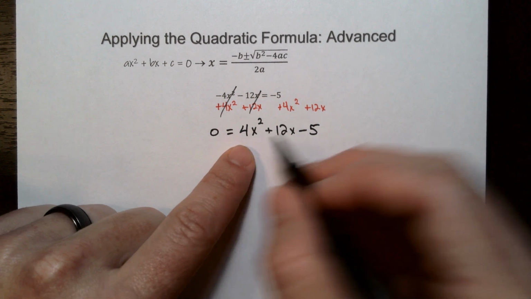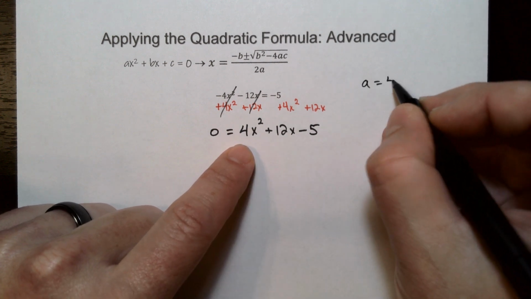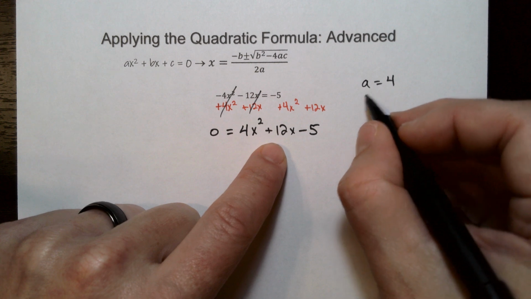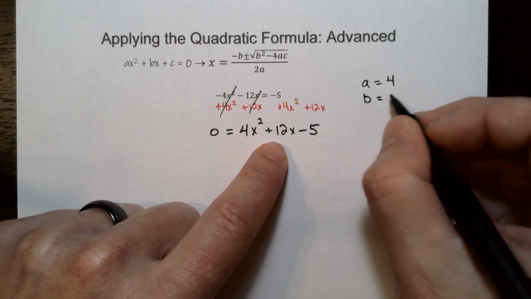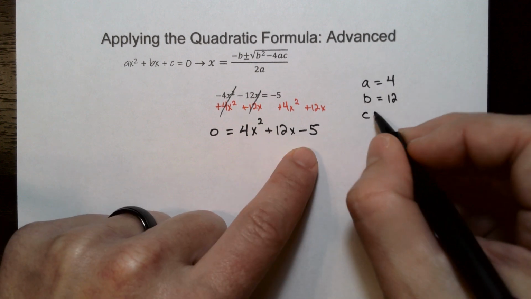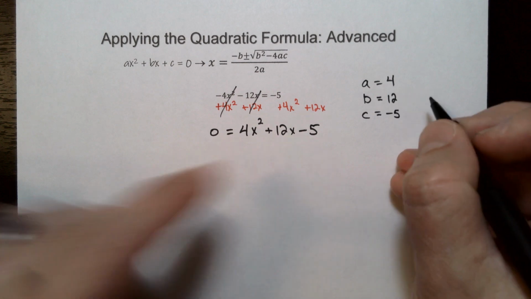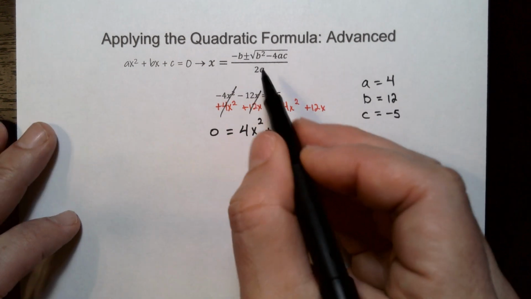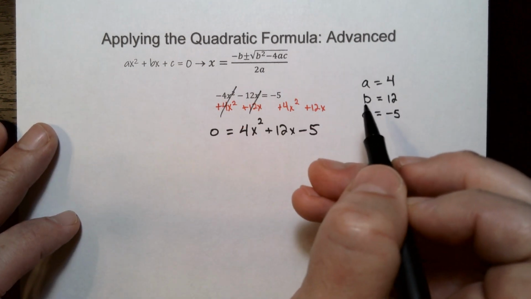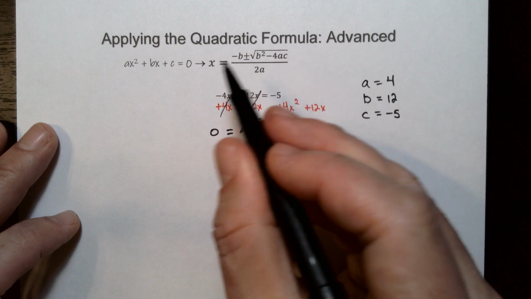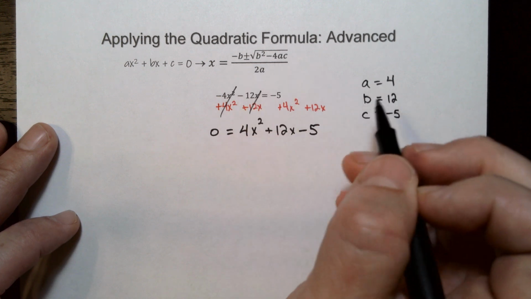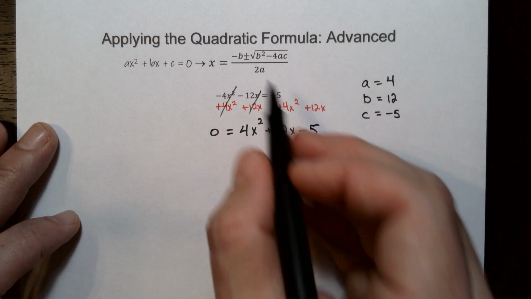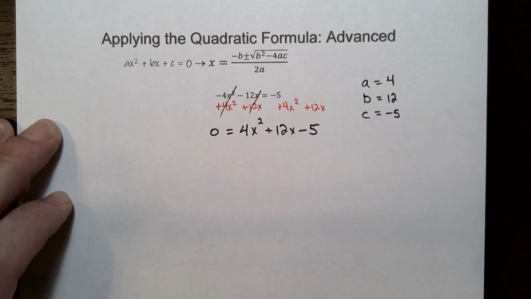A is the number in front of x squared, so a is equal to 4. Okay, b is the number in front of x, so b is equal to 12. And c is the number by itself, which is -5. Okay, so we're using this formula. We're going to put the numbers, like for a, in the a's right here, and the b's will go where the b is, and the c will go where the c is. Okay, so let's do that.